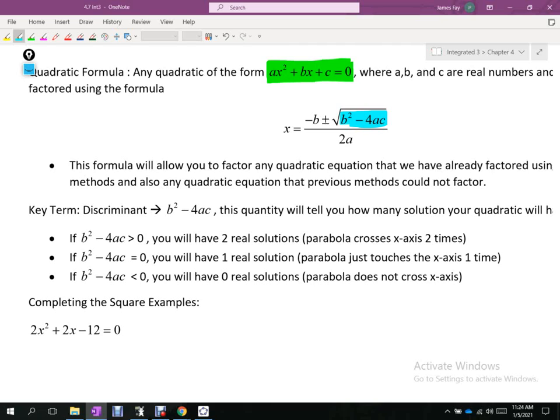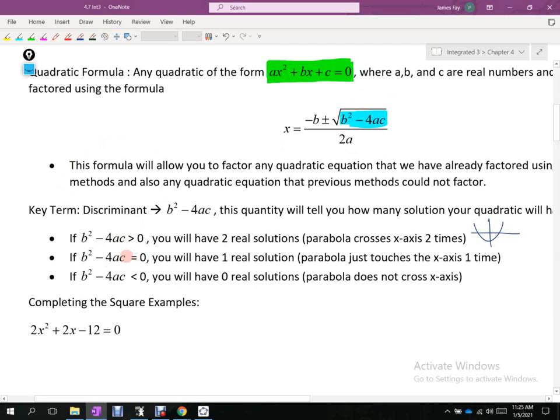If that number is positive, or greater than 0, you're going to have 2 real solutions. So there will be 2 places on your x-axis that your parabola crosses. So if the discriminant is positive, your graph will look something like this, where you cross 2 times. Or it might be concave down, so you might flip that curve, but it's going to cross 2 times.